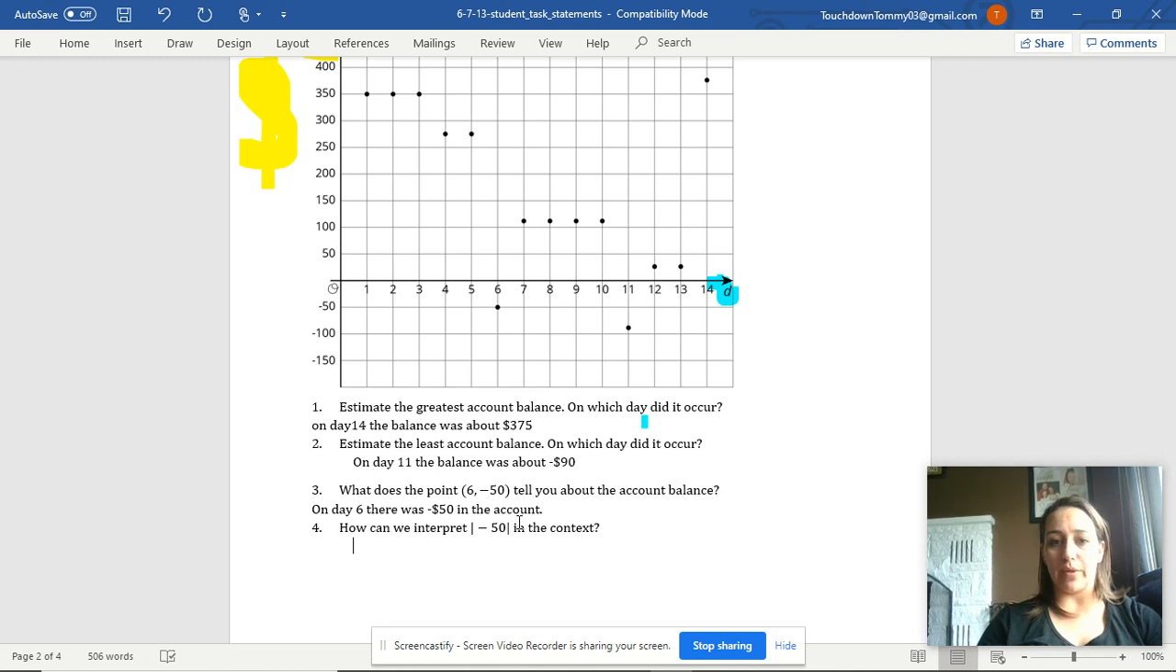So we can interpret that we are $50 away from 0. And in this context, 0 would be just a level bank account, an empty, brand new bank account. So we are $50 from our starting point, or an empty bank account.